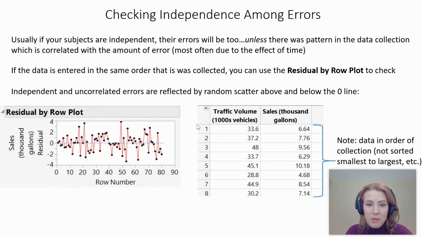Now, what do they mean by row? They mean literally the row in your data table. Row number 1, the first gas station, is off to the left, and row number 80, the last gas station, is off to the right. On the y-axis, they're plotting the size of the error or residual. If the errors are totally random, we want to see totally random zigzags. Sometimes up, sometimes down, sometimes a little, sometimes a lot, but no general pattern. It does this with the dots connected in a time series, because we're thinking about these being collected in a certain order.